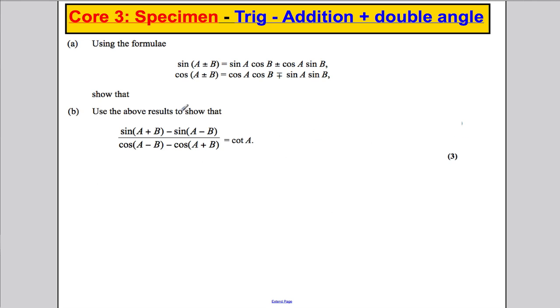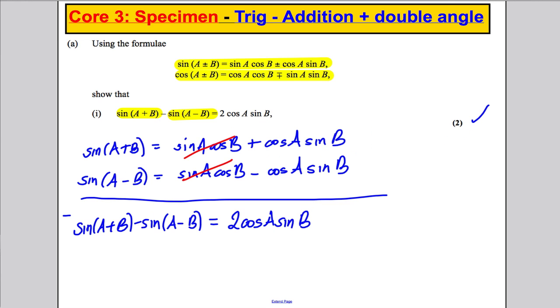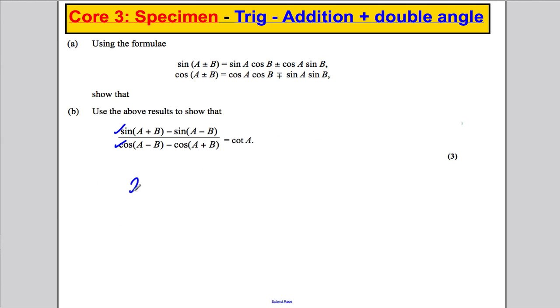Next, use the above results to show the following. Well, we have previously in part I worked that out, and in part II worked that out. So if we use those results and write one above the other, hopefully it will be clear to get cot A. So sine A plus B subtract sine A minus B was 2 cos A sine B. So we can write the top here as 2 cos A sine B.